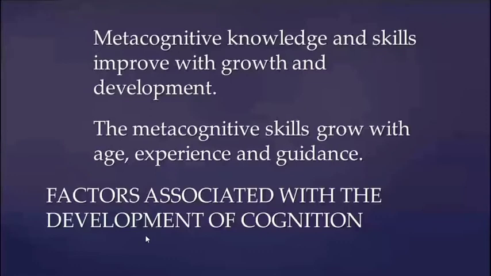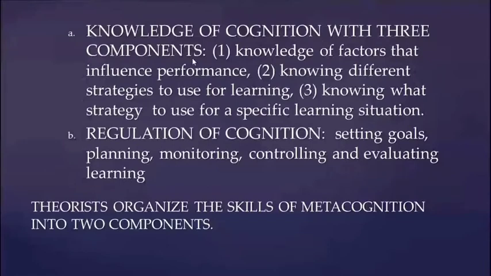The knowledge of cognition with 3 components. These are the theories, what do you call this one? Theories organize the skills of metacognition into 2 components. So these are the 2: the knowledge of cognition with 3 components and the regulation of cognition. So what are these 3 components of knowledge of cognition?